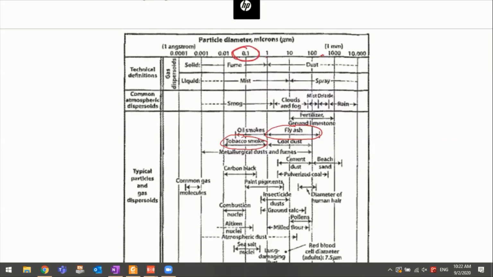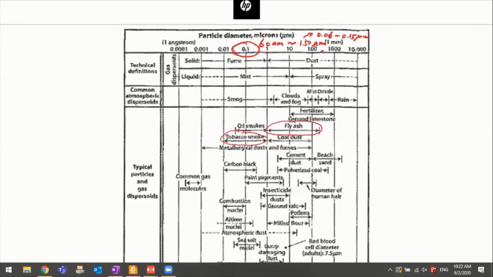Okay, so for example, the coronavirus we talked about has a diameter of 60 nanometers to 150 nanometers, which is approximately 0.06 to 0.15 micrometer. Okay, somewhere here. Bacteria are generally larger. They're above 1 micrometer. So these are the bacteria. Okay.